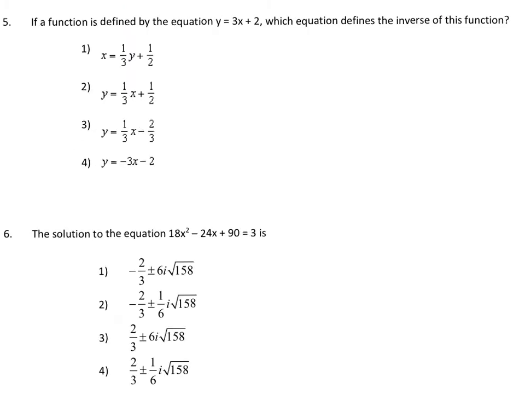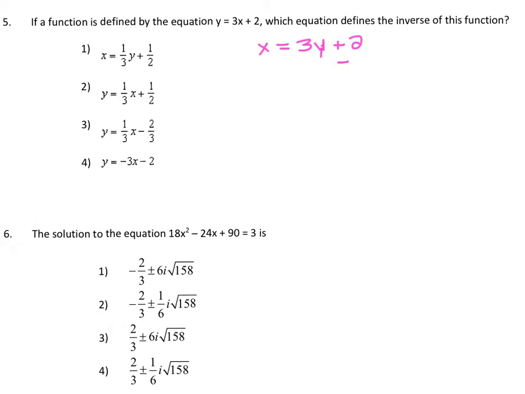Okay, so number 5 also wants us to find the inverse. So we know with inverse, again, we're going to switch the y to an x and the x to a y. Okay, so let's start off doing that. So instead of y equals, it's going to say x equals. And instead of 3x, we're going to have 3y. And then we have our plus 2. Okay, so all we're doing is switching the y's and the x's. And now we're just going to solve for y.